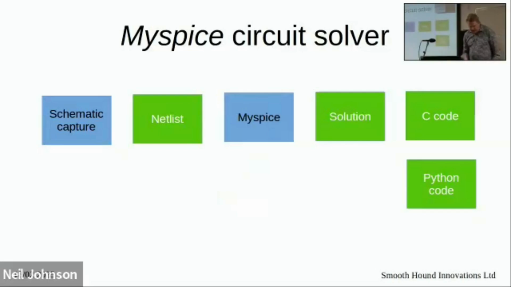But I want to show you this actually happening in practice. This is my software system, and we start off with some schematic capture, which produces a netlist. The netlist is then consumed by MySpice. MySpice is a Python program which I've written, which produces a solution. The solution can then be turned into C code or Python code, which is what I'll be using to demonstrate some of it. So it really is netlist straight to compiled code.